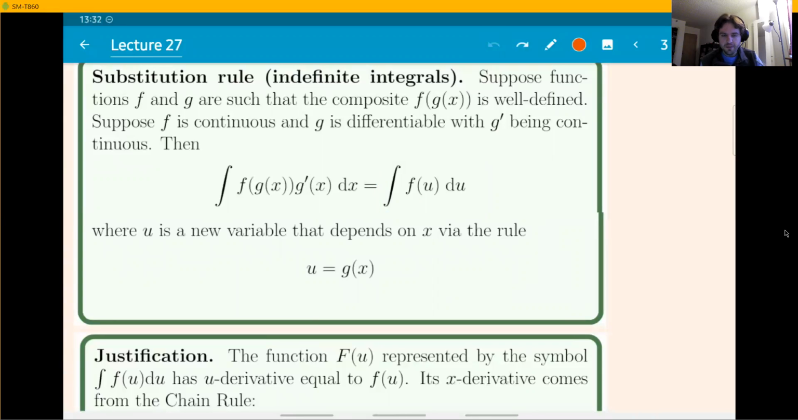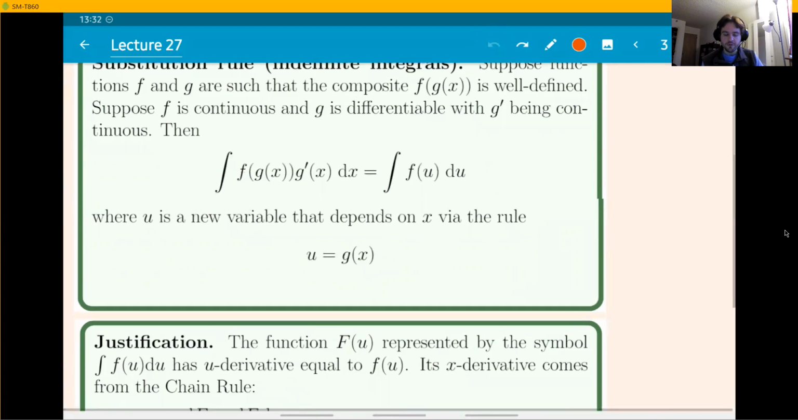So before we move to examples about how this is applied, let's at least try to justify this formula, this right here. Using what we know about integration, this is something that's supposed to be helpful for consolidating the concepts in your mind.